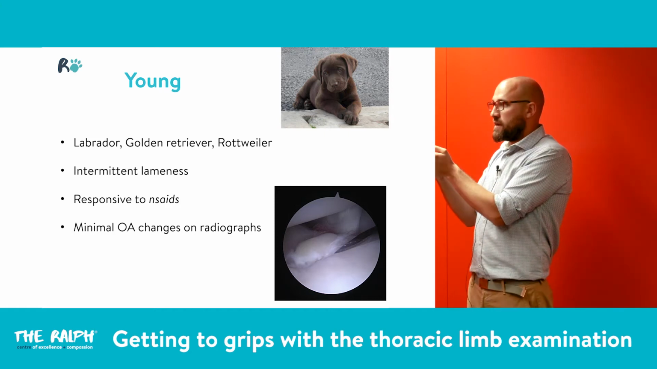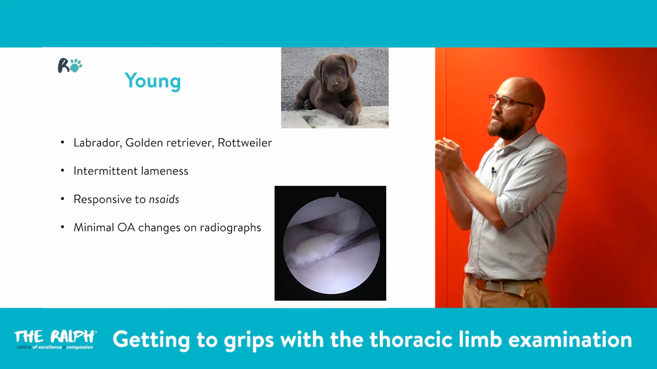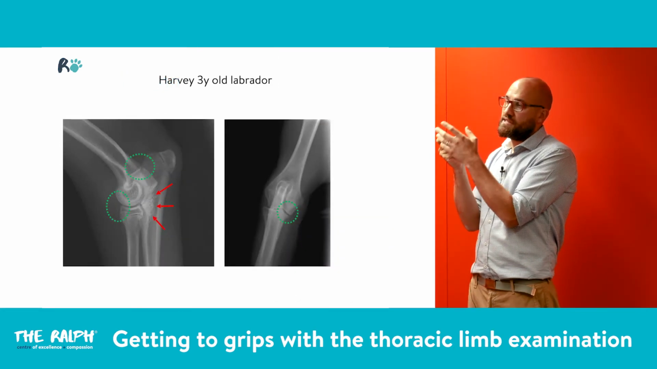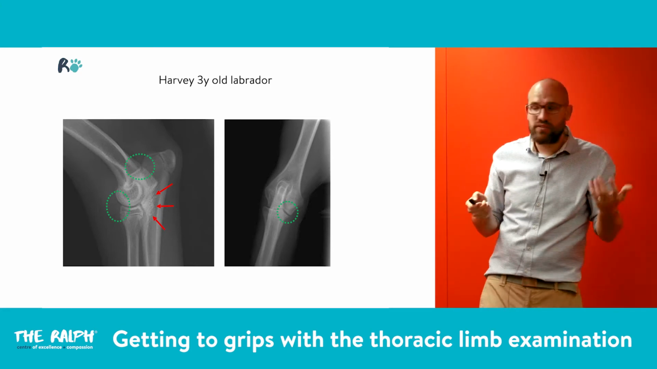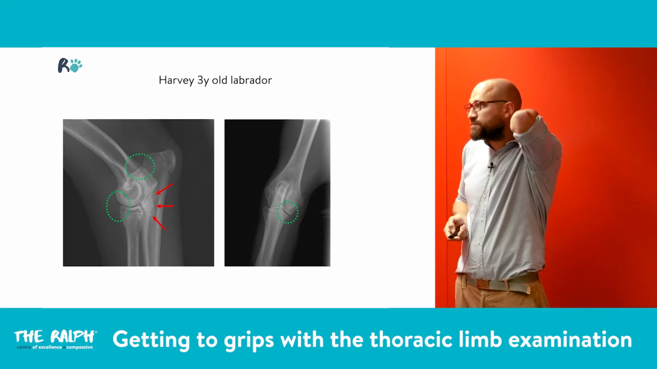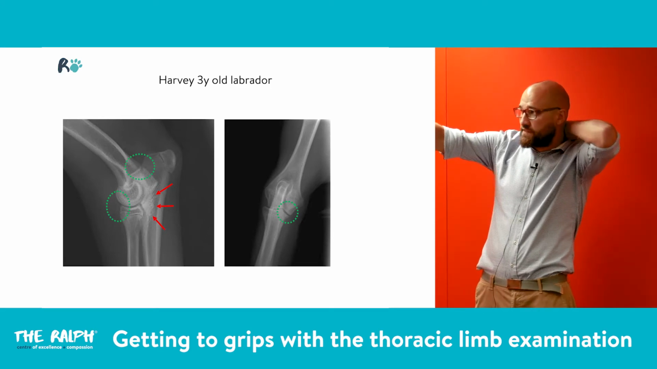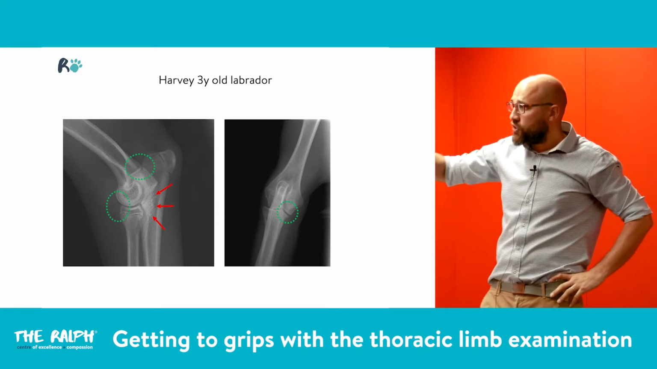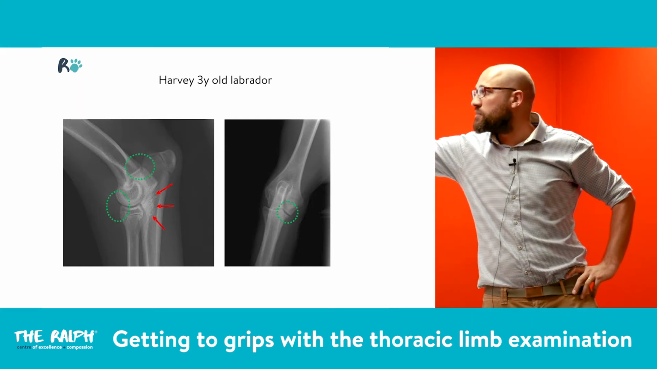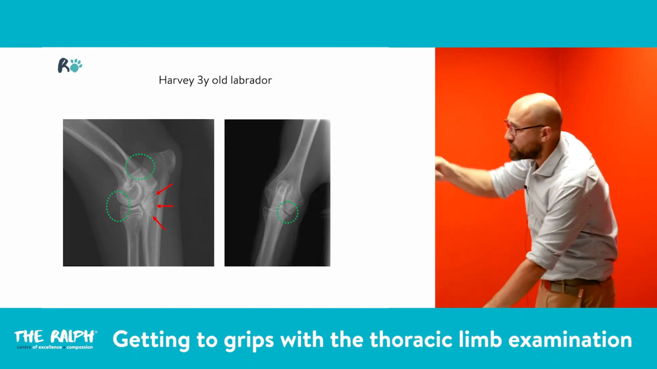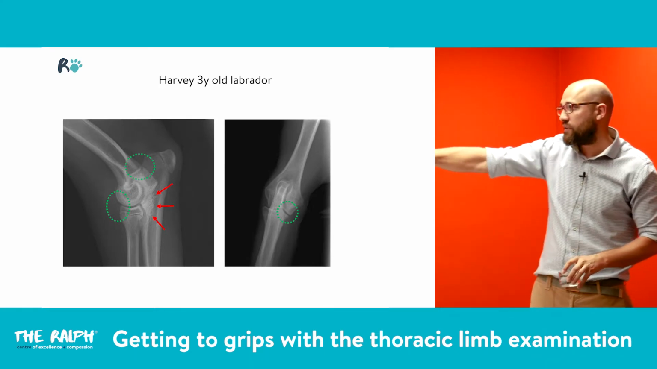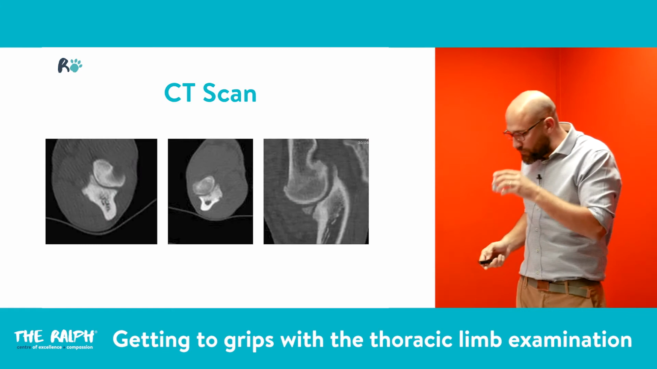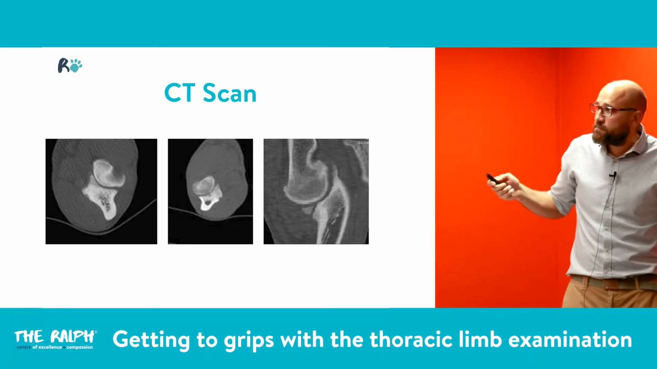So even if the changes were minimal, like in this case, that dog still had a serious problem. They needed surgery to sort it out. And then the green circle is just to show that there was no new bone formation at the level of the radial head, no new bone formation at the level of the anconeal process, and no new bone formation at the level of the medial epicondyle, and no OCD lesions. When you do a CT scan, then everything becomes obvious again.